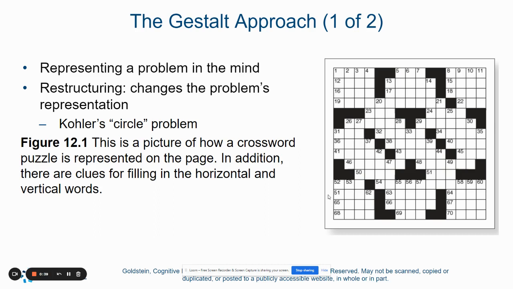One of them, which is the Gestalt approach, is the idea that when we have a problem, we have to represent that problem in our mind. So we have to reconstruct or restructure how we view the problem. An example of that is Kohler's circle problem. If you look at the figure, you can see a picture of a crossword puzzle that's shown on a page, but there are also clues for filling in the horizontal and vertical words, which would be a way to solve a problem. So whenever people have crossword puzzles, they're able to use those clues to come to the solution.